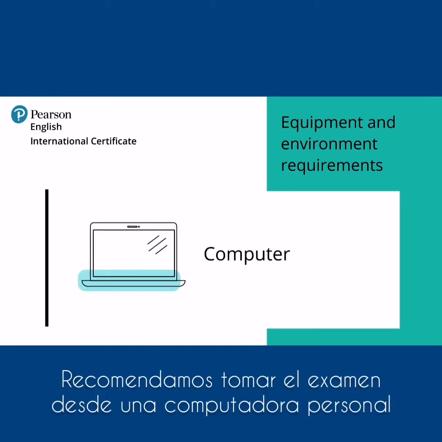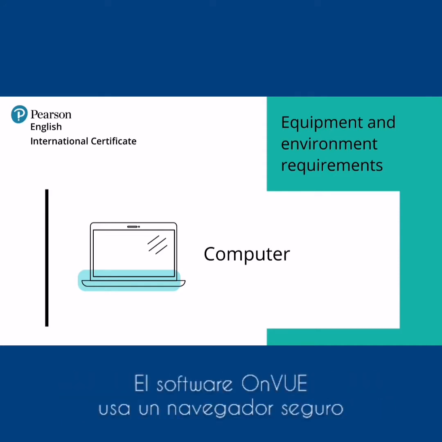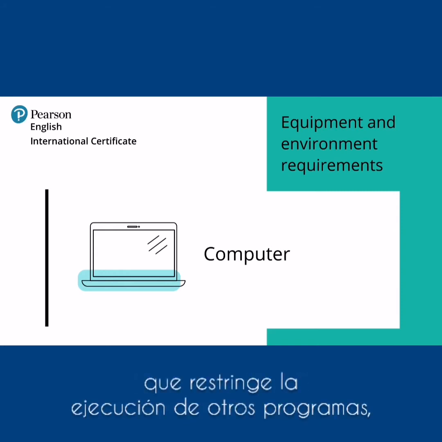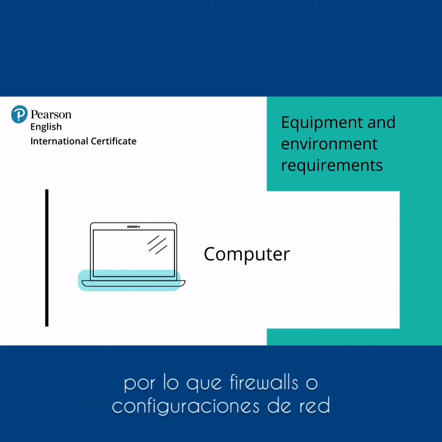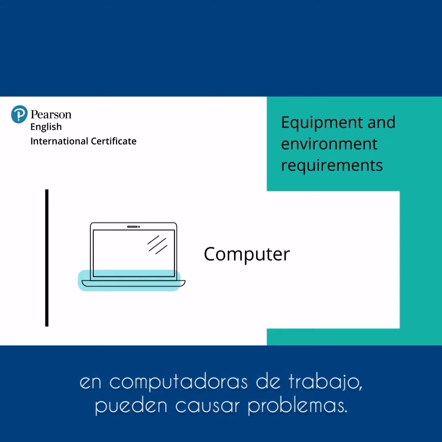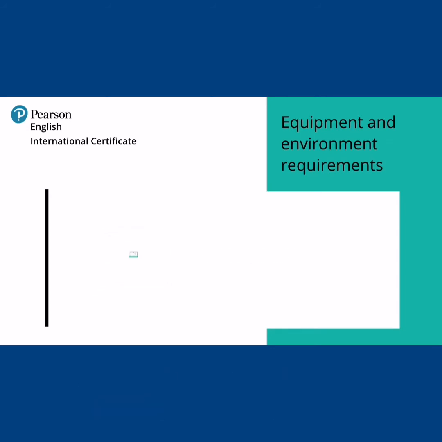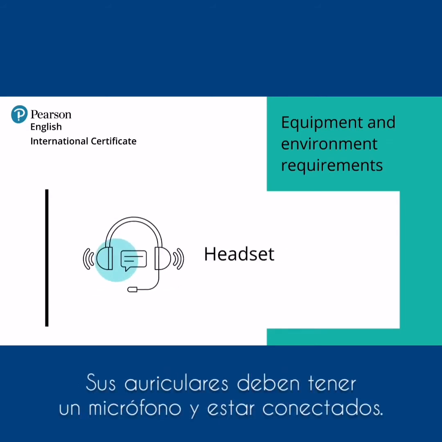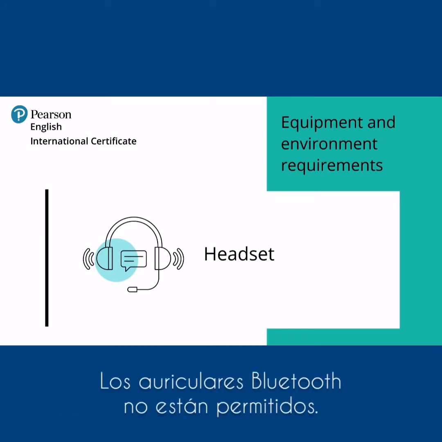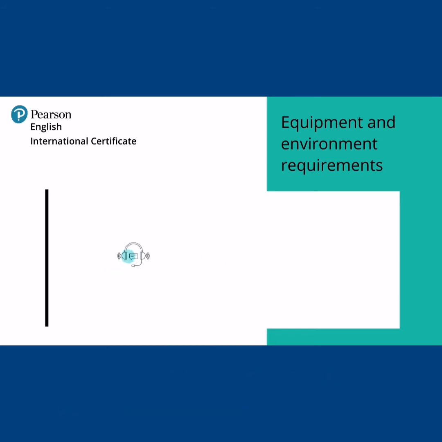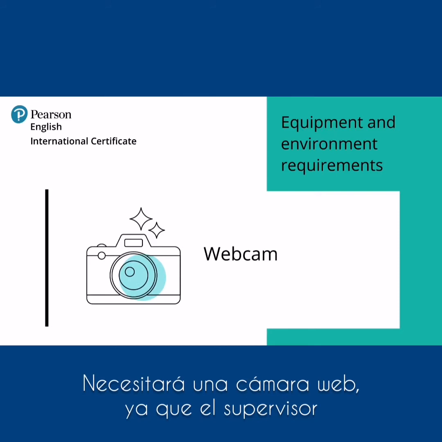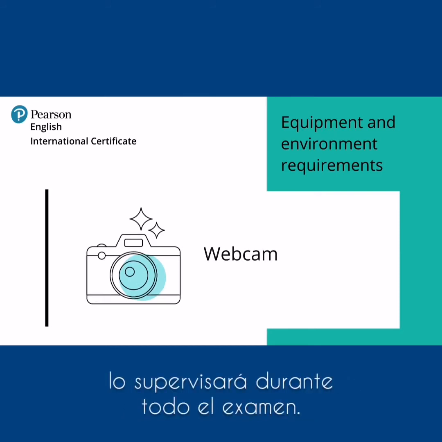We recommend taking the test on a personal computer rather than a work computer. The OnView software uses a secure browser which restricts other programs from running, so firewalls or network settings on work computers may cause problems. Your headset must have a microphone and be wired. Bluetooth headsets are not permitted. You need a webcam, as you'll be monitored by the proctor throughout the test.